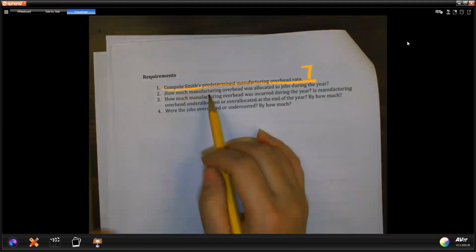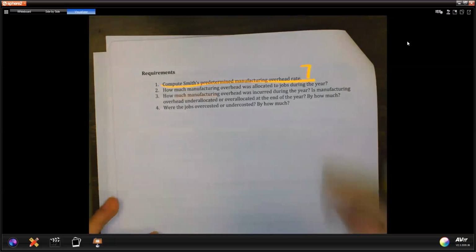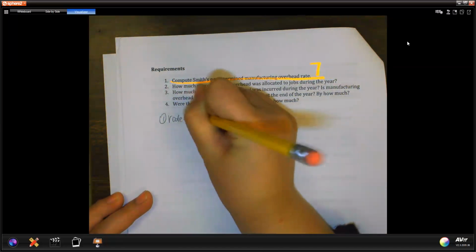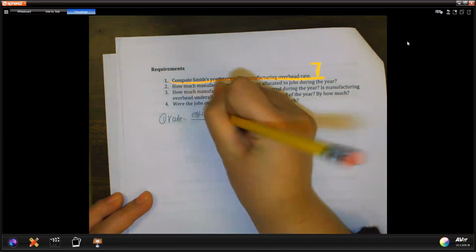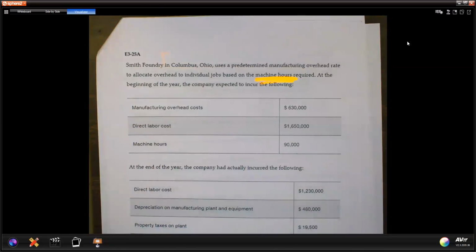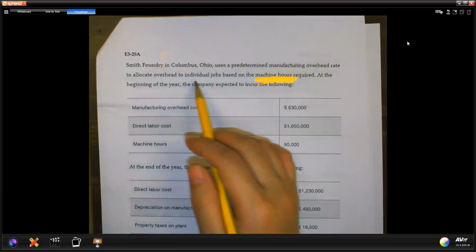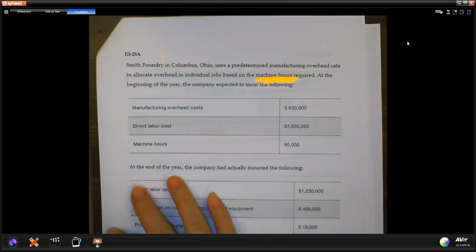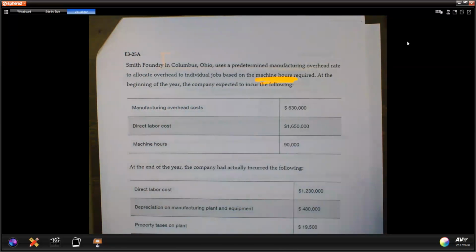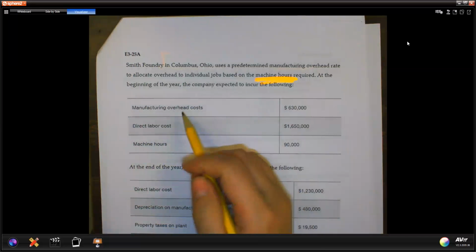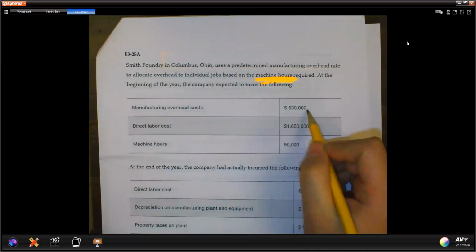First is a predicted manufacturing overhead rate, right? So we said that the rate is your estimated manufacturing overhead and then estimated cost driver. Look at this one. Using predicted manufacturing overhead to allocate overhead to individual jobs based on machine hours. At the beginning of the year, you have this. So we just look at the beginning of the year because you don't need all the others for the rate. You just need to find out the estimate.